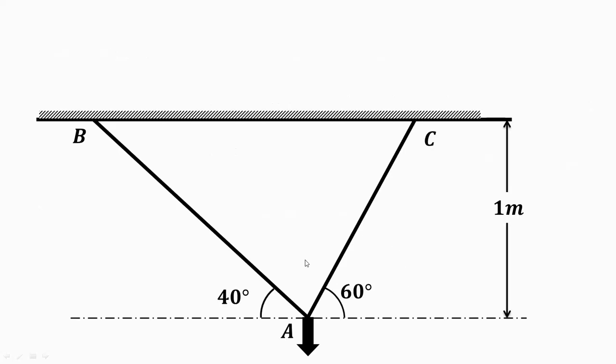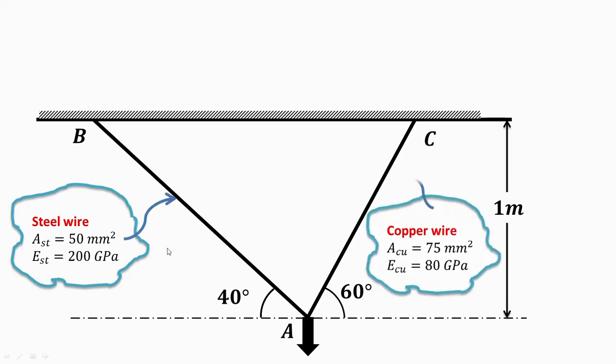So this is the arrangement of the two wires. AB makes an angle of 40 degrees and is made up of steel wire. This is wire AC, which is made up of copper. Steel wire has an area of 50 mm square and modulus of elasticity of 200 GPa, whereas the area of copper wire is 75 mm square and modulus of elasticity of copper is 80 GPa. This vertical distance is given as 1 meter, so that we can easily find out the length of wire AC as well as the length of wire AB.